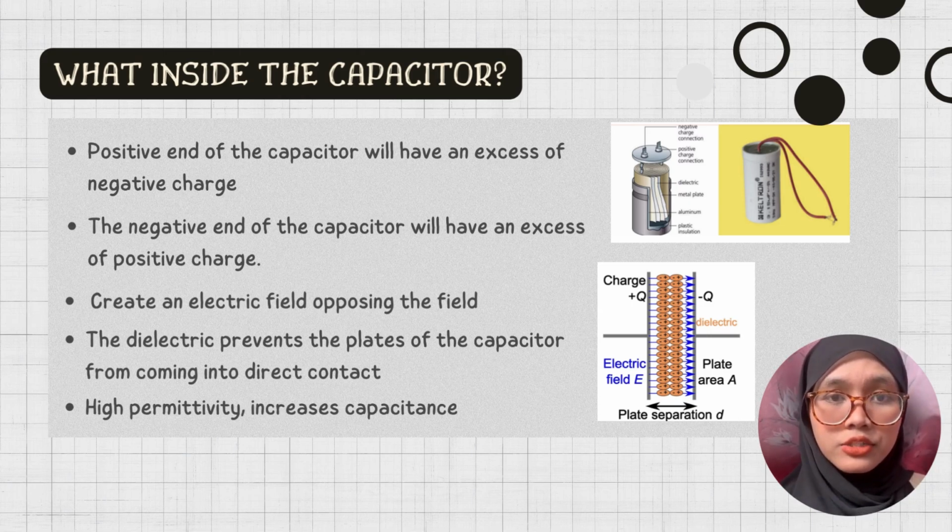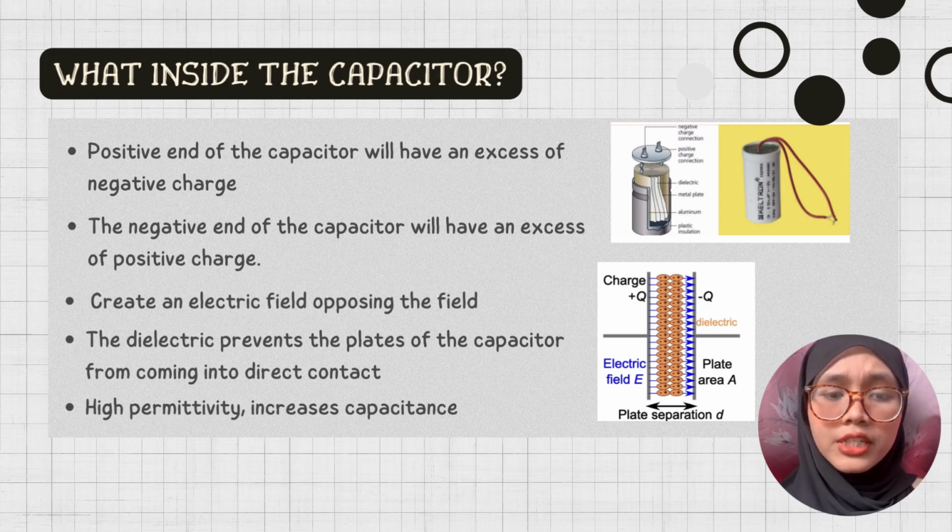When a dielectric is used, the material between the parallel plates of the capacitor will polarize. The partner positive end of the capacitor will have an excess of negative charge. The partner negative end will have an excess of positive charge. This redistribution of charge in the dielectric will thus create an electric field opposite the field created by the capacitor.